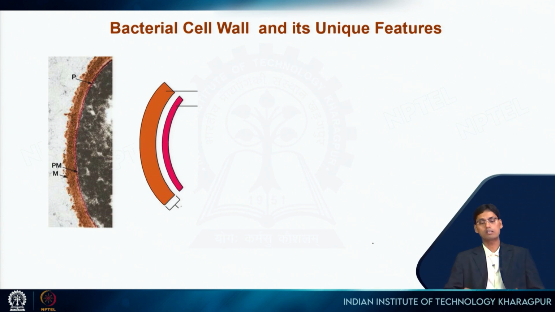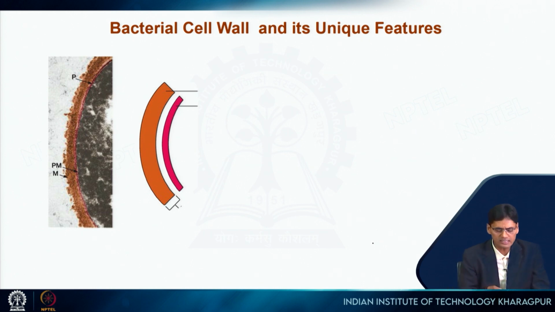Now I just discussed the plasma membrane. Now I am going to discuss the bacterial cell wall and its unique features. This is very important because of the unique features of the cell wall, there are many antibiotics we use that prevent bacterial growth.